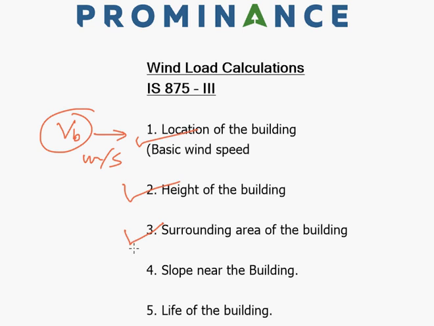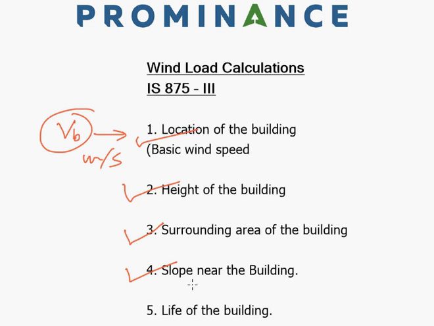So how dense is the area, or how open is the area? Those are the factors which are also taken into consideration for this particular standard. Then the fourth parameter is the slope near the building. This is also one of the key parameters which needs to be considered while calculating the wind load on the building. If there is a slope near the structure, for example, a building is located on some height or some hill, and hills obviously have a large slope near them.